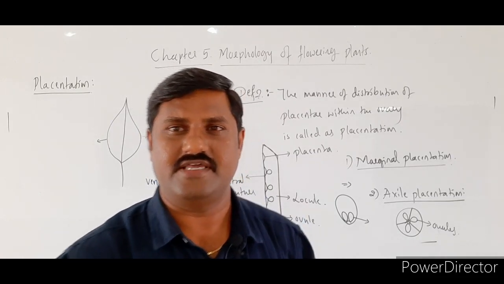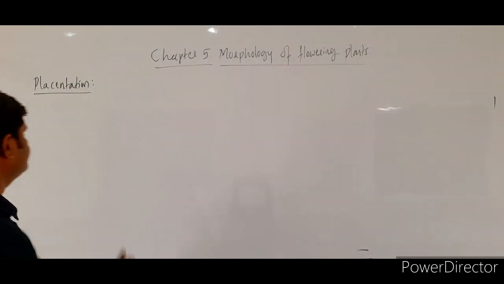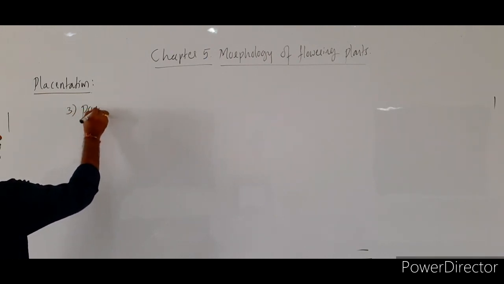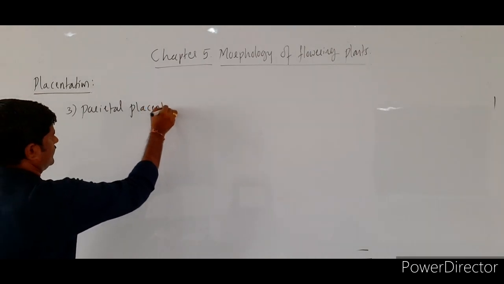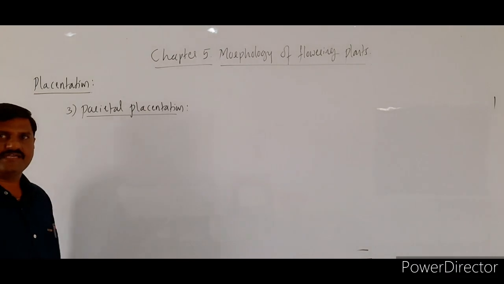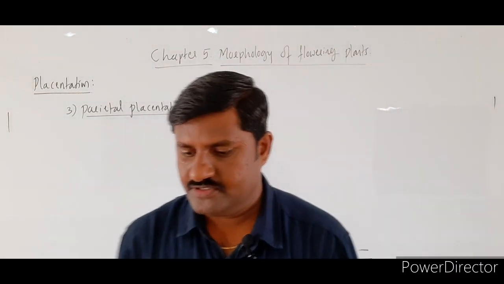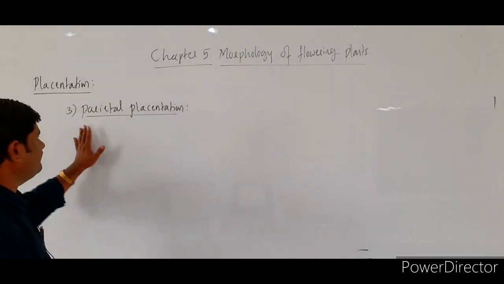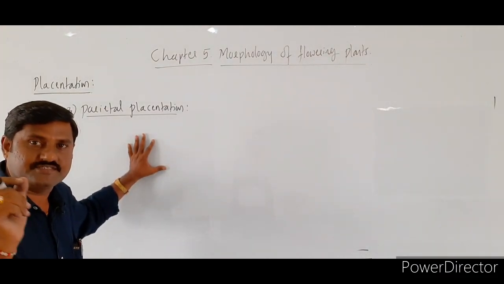The next placentation is parietal placentation. The third one is parietal placentation. As the name suggests, parietal means on the peripheral side. So on the peripheral side, what is happening over here? On the peripheral side, the distribution of placentae has taken place.